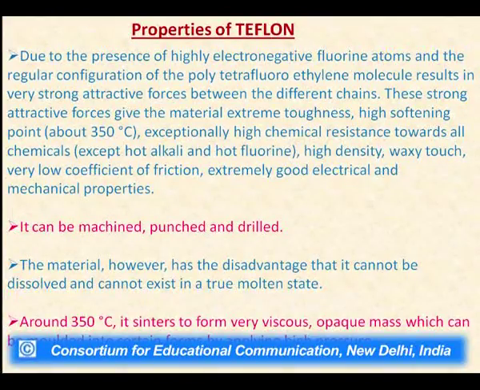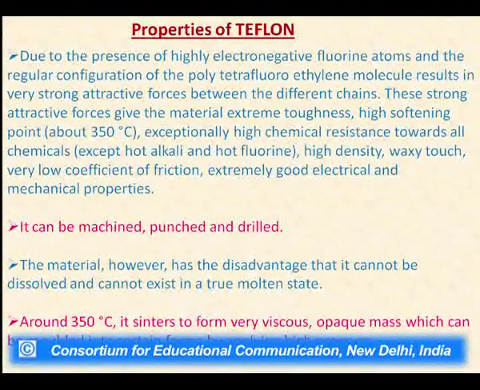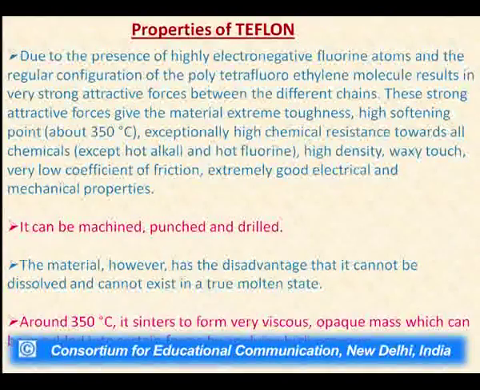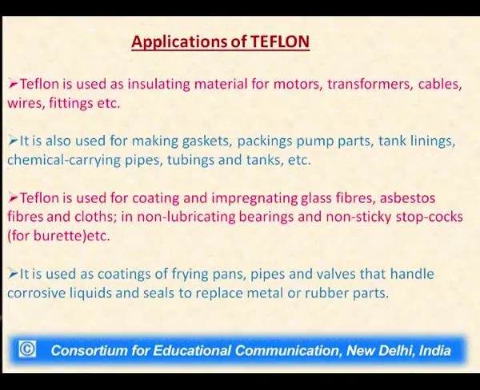It can be machined, it can be punched, and Teflon can also be drilled. The material, however, has a disadvantage that it cannot be dissolved and cannot exist in a true molten state. Around 350 degrees centigrade, which is its softening point, it sinters into a very viscous opaque mass which can be molded into certain forms by applying high pressure.